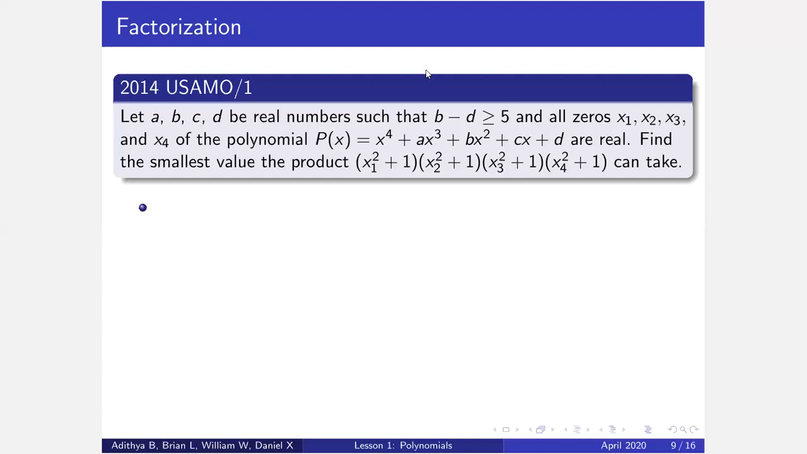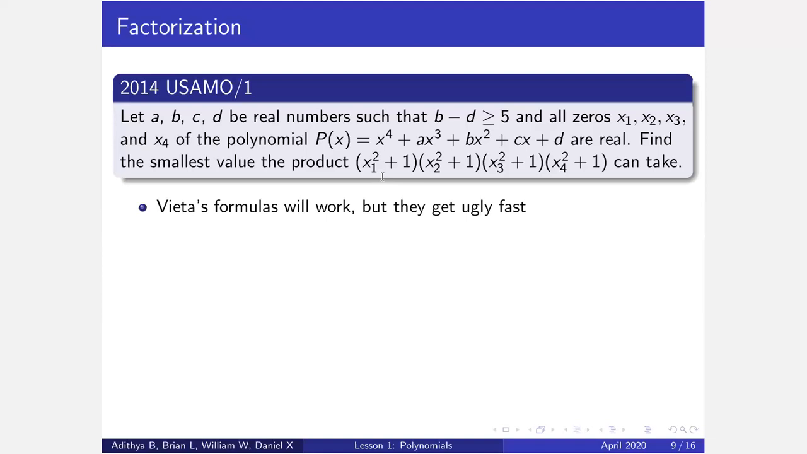So instead, I saw a few people suggest another idea. You see the x1 squared plus 1, x2 squared plus 1, x3 squared plus 1, x4 squared plus 1. You kind of recognize that as being somewhat similar to what you get if you plug something into P of x, right? Because P of x is also equal to x minus x1 times x minus x2 times x minus x3 times x minus x4, right?